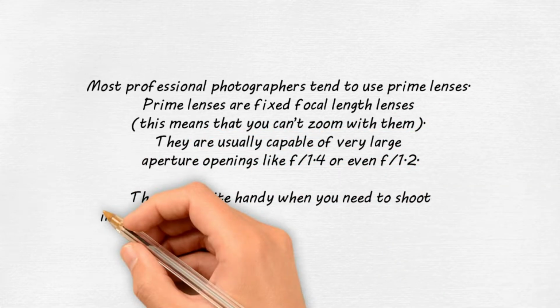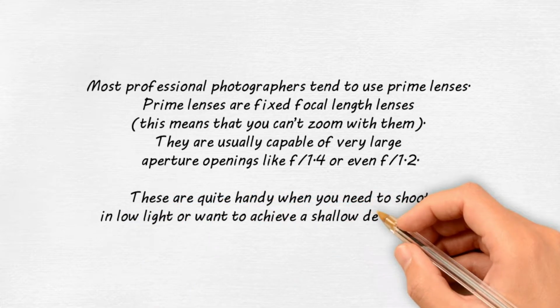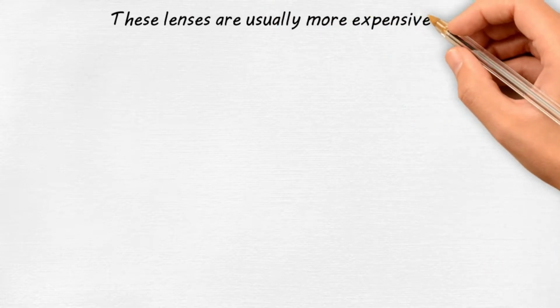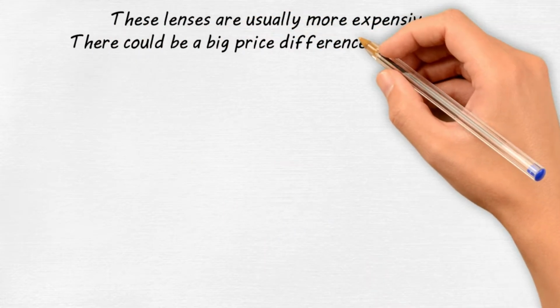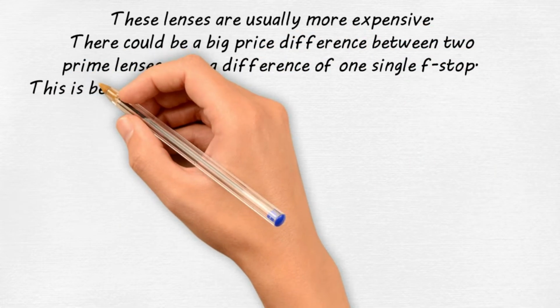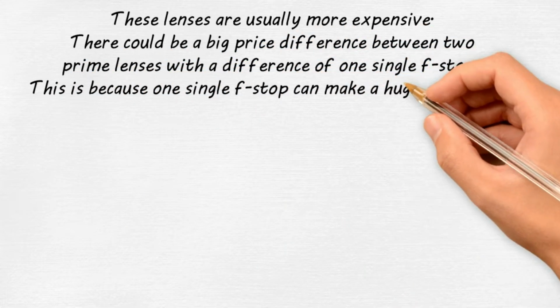These are quite handy when you need to shoot in low light or want to achieve a shallow depth of field. These lenses are usually more expensive. There could be a big price difference between two prime lenses with a difference of one single f-stop. This is because one single f-stop can make a huge difference.